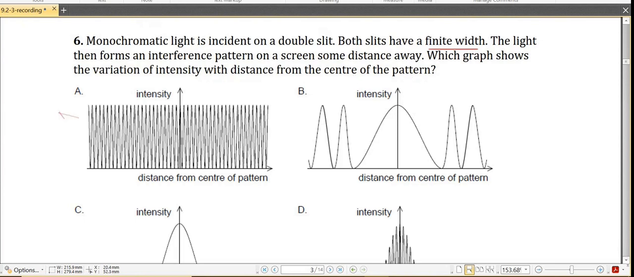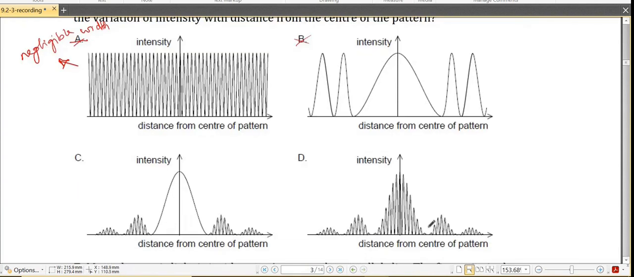Now, this graph is for slits of negligible width. So it should be written as negligible width. Here, the question is saying the slits have finite width. So I will remove this from the choice. Now, by looking at this pattern, we have never studied anything similar to it. So I'm just going to ignore this also, leaving me these two graphs.